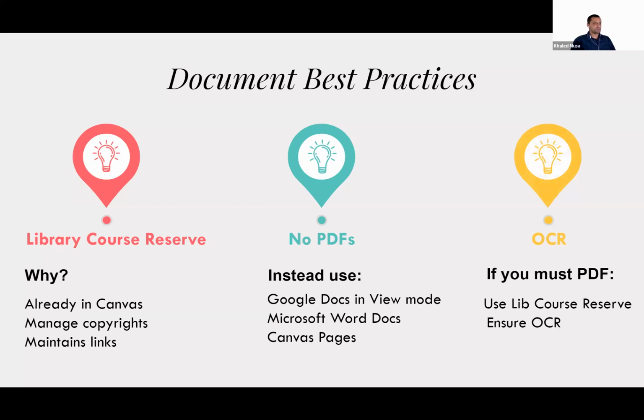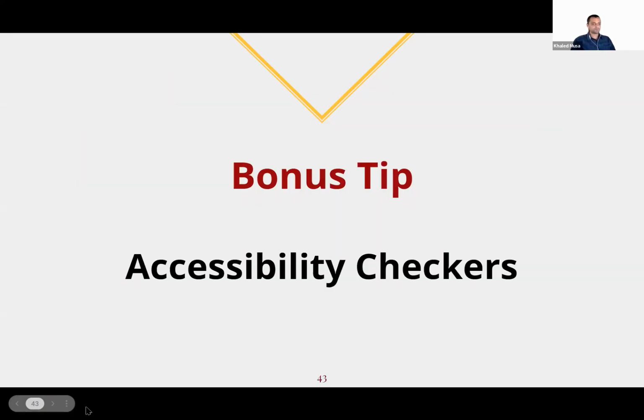But OCR is an automated tool, so it can be great for English content, but terrible for scientific content. So try to work with a library course reserve, reach out to the libraries. They have a process of how you can request reading material, and they convert it to PDF for you and make it as accessible as they can.